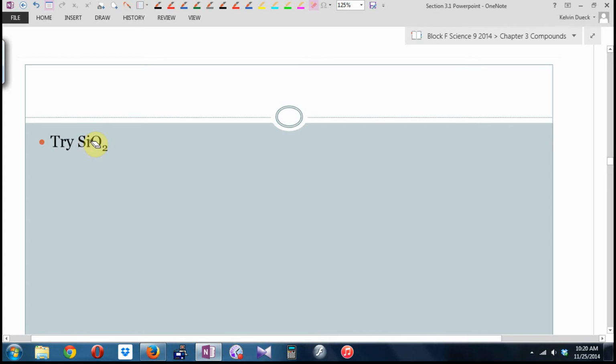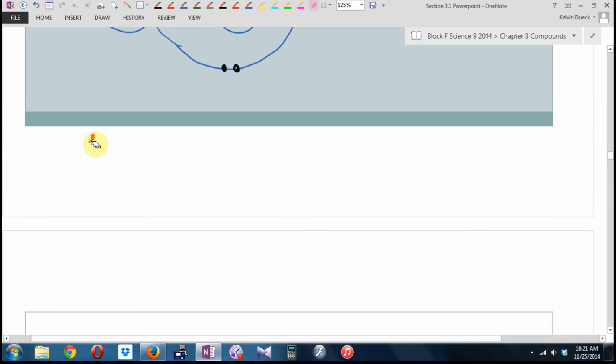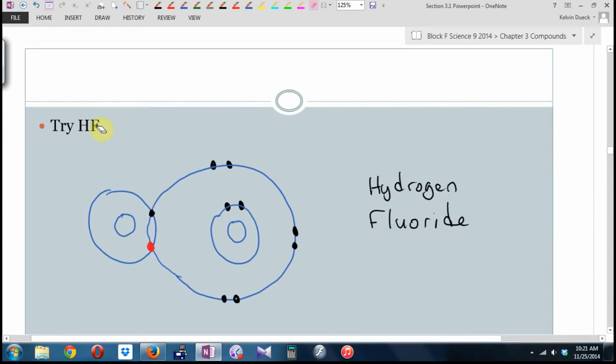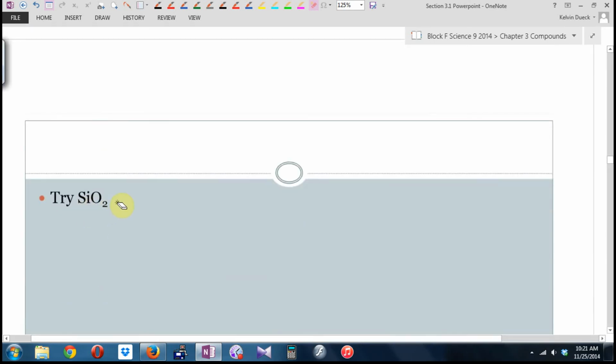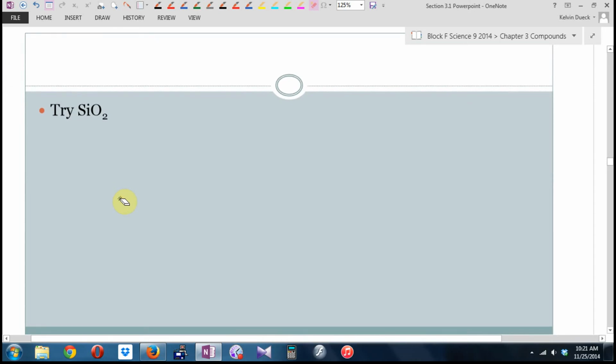I should have said one more thing. I should have said, is this ionic or covalent? Here's how you can tell. Let's go back to this one. Are any of these metals? Then it's covalent. Are any of these metals? Silicon is a weird one. It's on the right side. It's a nonmetal. Okay. How many silicons? 1. How many oxygens?